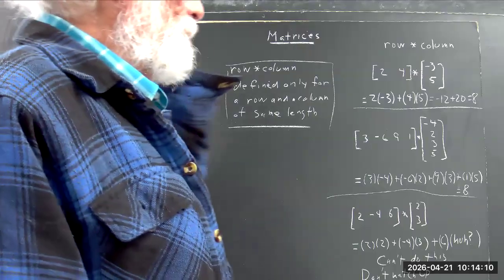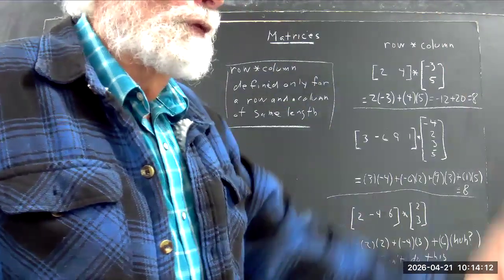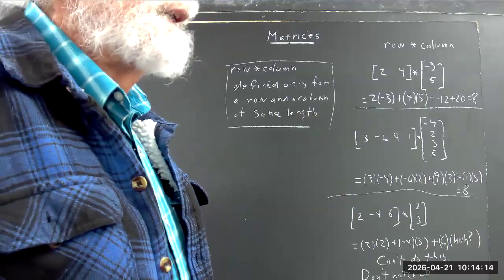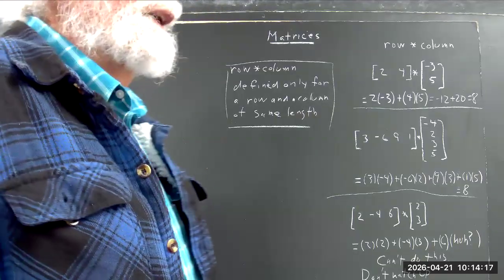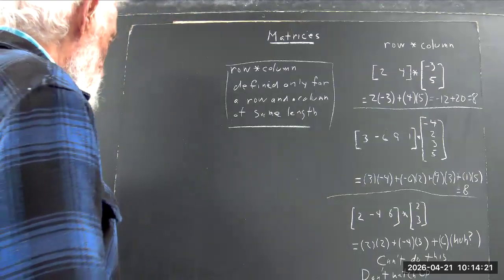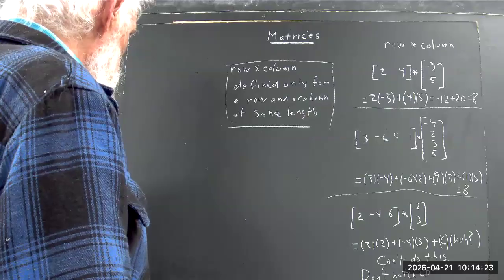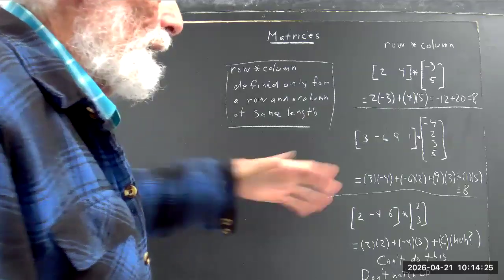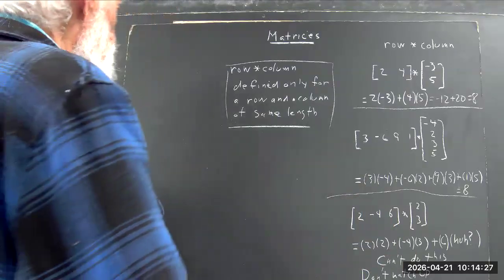Now, if you have 486 numbers in the row and 486 numbers in the column, that's easy, but very tedious. And you're almost certain you're not going to get through that if you do it by hand without making an error. And at that point, you would use technology.